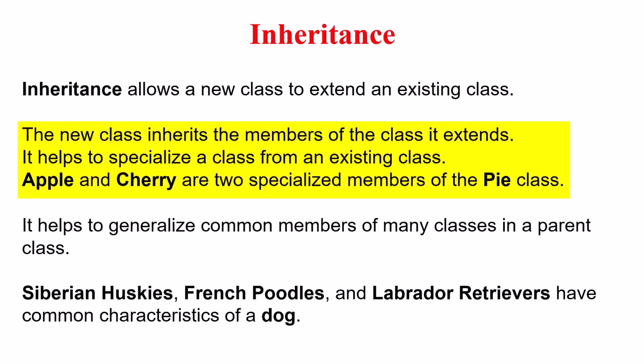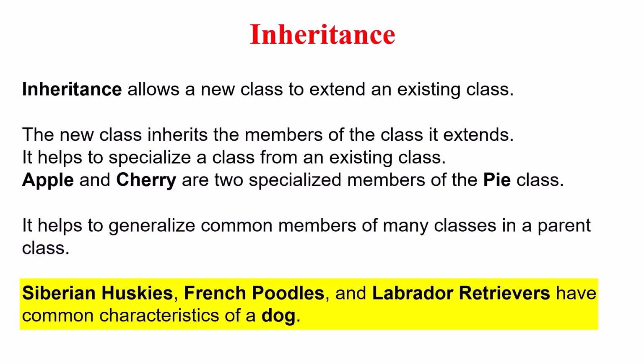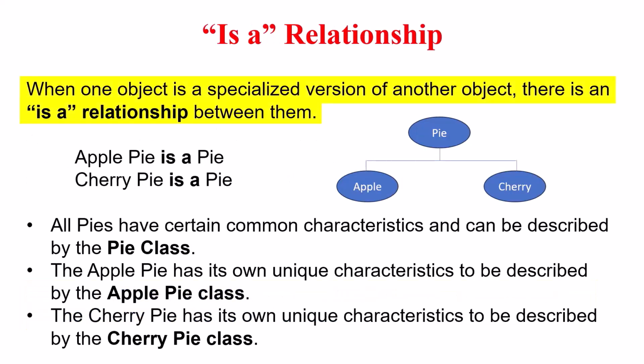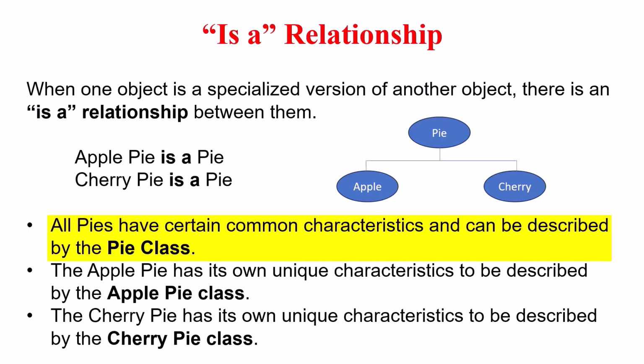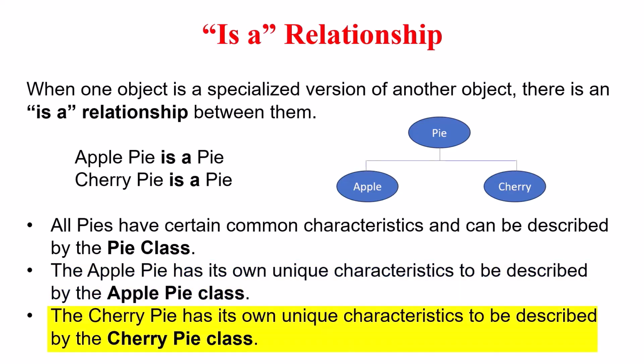Apple and Cherry are two specialized members of the Pie class, for example. It helps to generalize common members of many classes in a parent class. Siberian Huskies, French Poodles, Labrador Retrievers, they all have common characteristics of a dog. When one object is a specialized version of another object, there is an is-a relationship between them. Apple pie is a pie. Cherry pie is a pie. All pies have certain common characteristics and can be described by the pie class. The apple pie has its own unique characteristics to be described by the apple pie class. The cherry pie has its own unique characteristics to be described by the cherry pie class.